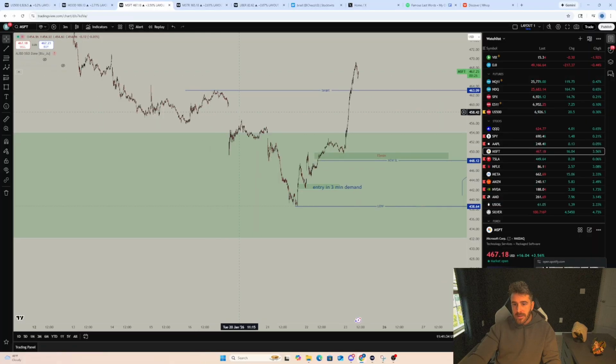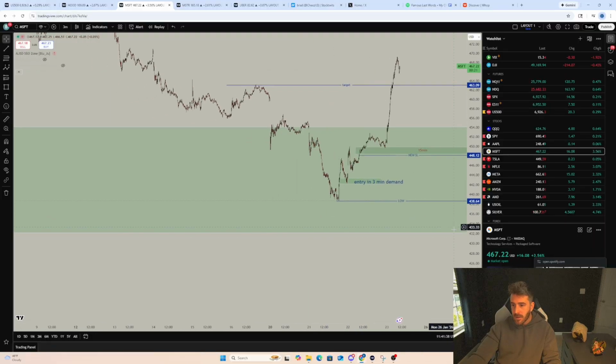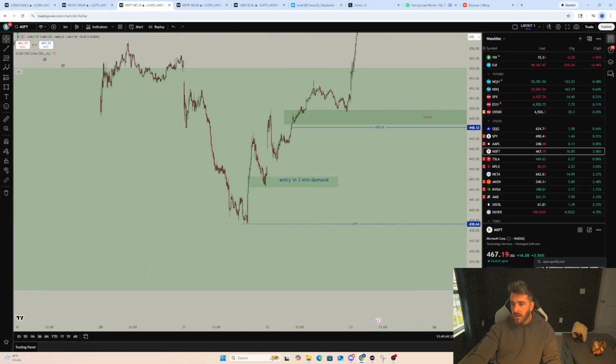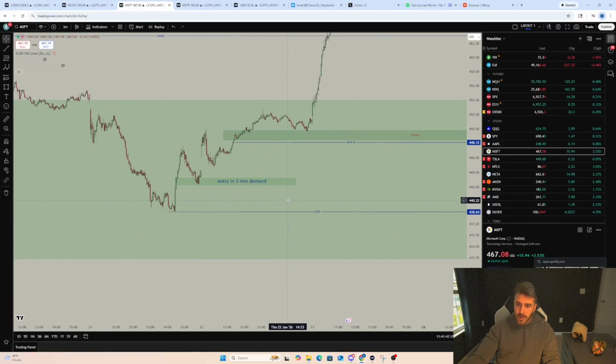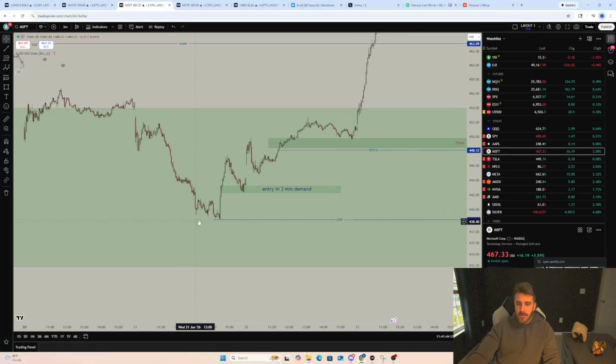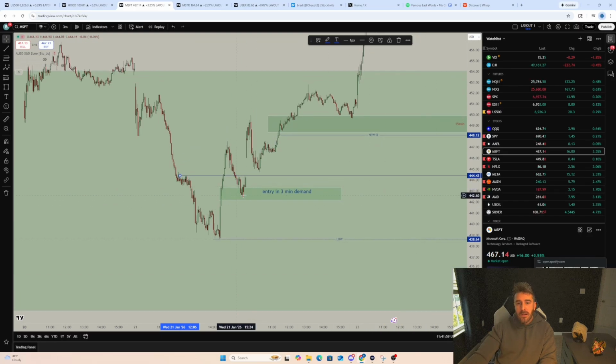Low time frame, downtrend, downtrend, downtrend. There's no reversal structure right here on the 3-minute time frame. We come in and take out this little equal high, which helps indicate that we have a reversal structure with the help of demand to hold. And that's what happened.